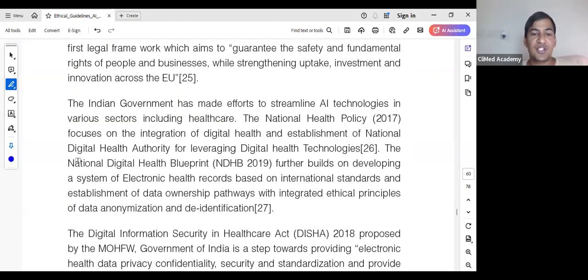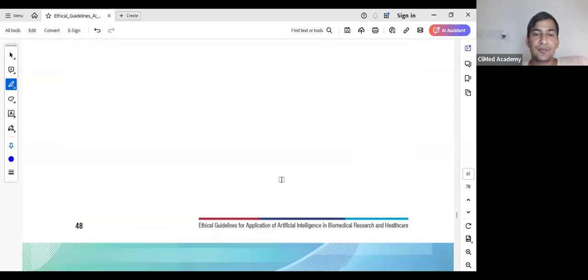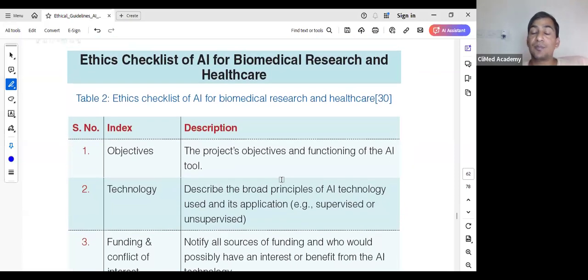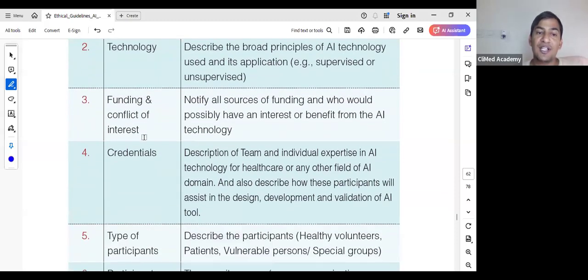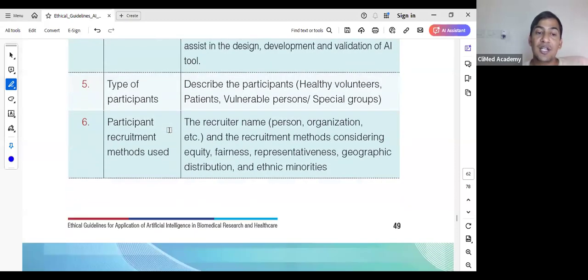They talked about the National Digital Health Blueprint 2019, right? And that they told about the ethical use of AI in normal uses, right? So here is the ethics checklist for AI for biomedical research and healthcare. So objectives, technology, funding, conflict of interest, credentials, types of participants.